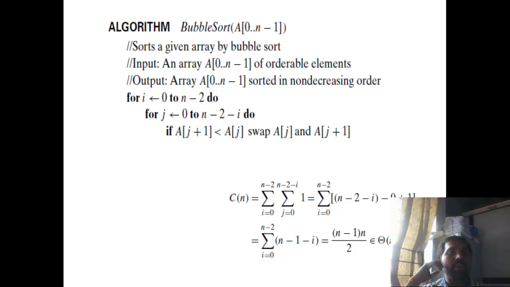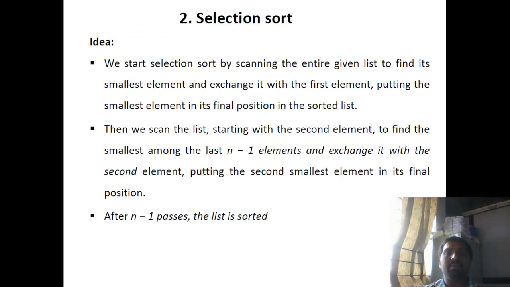For example, if we take 5 elements, the first pass takes 4 comparisons, the next pass 3 comparisons, the next pass 2 comparisons, and the next pass 1 comparison. If you add all these comparisons, 4 plus 3 plus 2 plus 1, it is the sum of the natural numbers, so it is n into n minus 1 by 2, which equals theta of n square. So that is bubble sort.